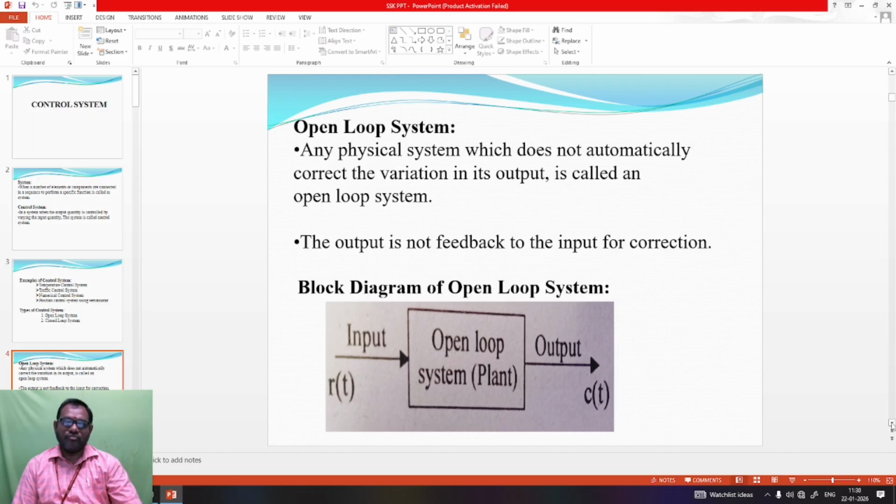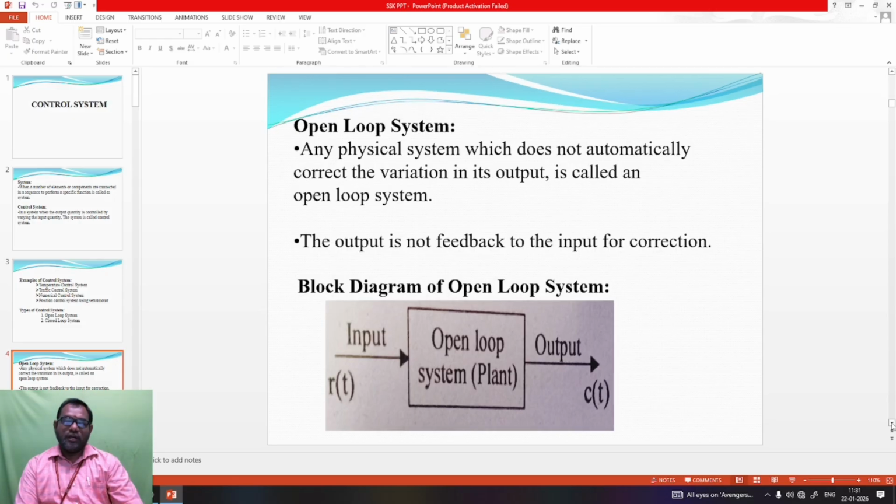So we see the diagram of the open loop system. Input of the system is R of t and output of the system is C of t. Input goes to the system, and the system does not have any kind of feedback. Without feedback, the output is produced. So the output depends only on the input, but it is not fed back to the input, and the output is not corrected automatically for any kind of input changes. For example, with environmental changes in the input, the output is not able to be corrected automatically. So this is one of the drawbacks of the open loop system.